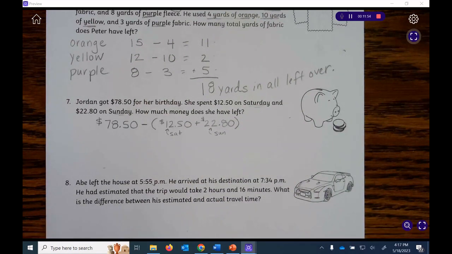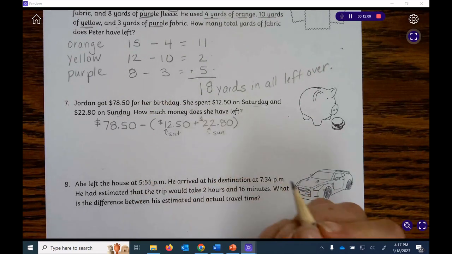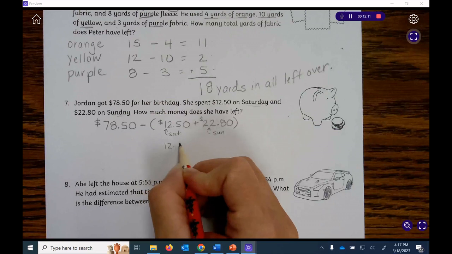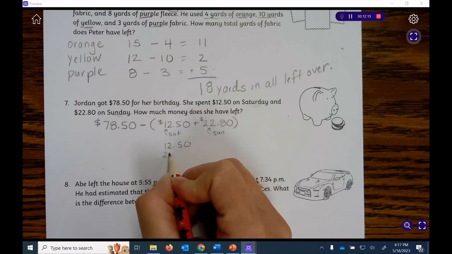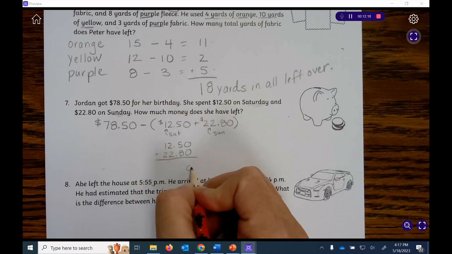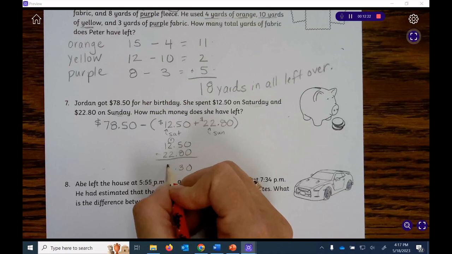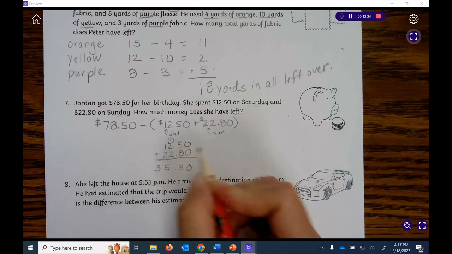Now, maybe you can do this mentally in your head, adding these two numbers. I'm kind of hoping maybe you can, but maybe not. All right, I will add them off to the side here. We've got $12.50 plus $22.80. So you have 0, 13, carry the 1, 4, 5, 2, 3.